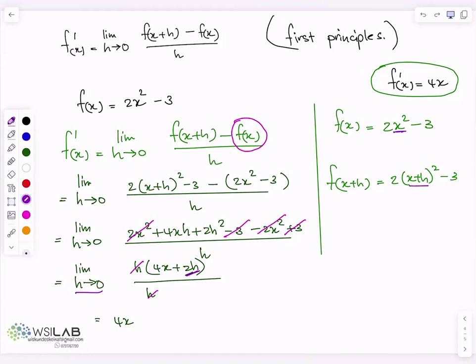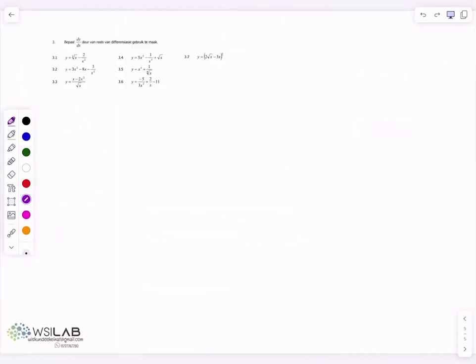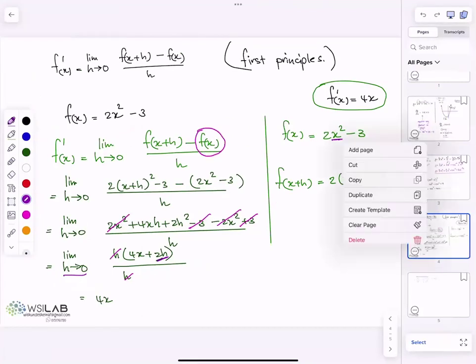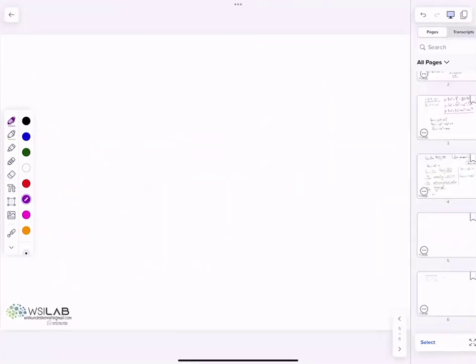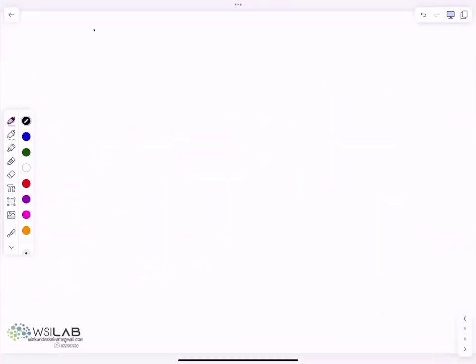Okay, I've got it. Let's do another one. f of x equals 3x minus x squared. And I want to know what is the derivative of x by using first principles, and they give you this equation.